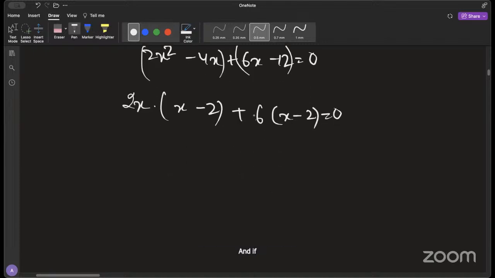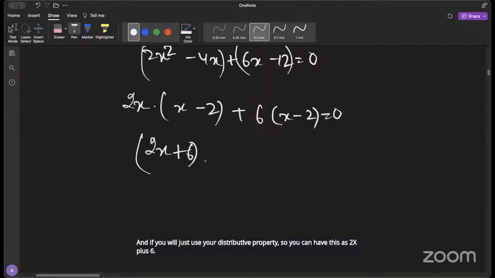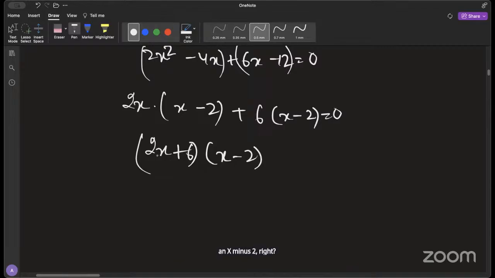And if you just use your distributive property, you can have this as 2x plus 6 and x minus 2, right? Distributivity works like this. 2x goes with x minus 2, then 6 goes with x minus 2, right? And you get this thing. So we have factorized these two things, right? From here, it should be x equals 2.